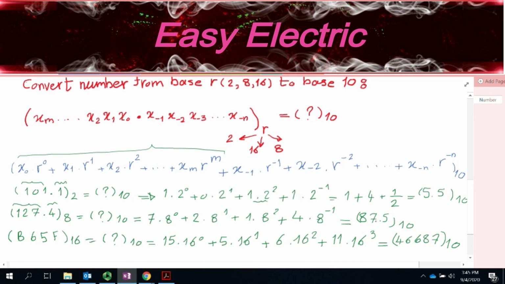So with this formula, the multiplication method, you are able to convert any number from base R to base 10. For our purpose, which is digital logic, we are more focused on bases 2, 8, and 16, which tells us how we could convert from base R to base 10.